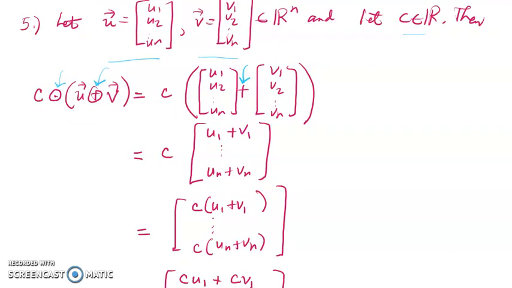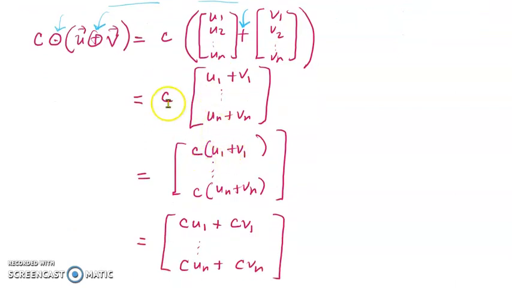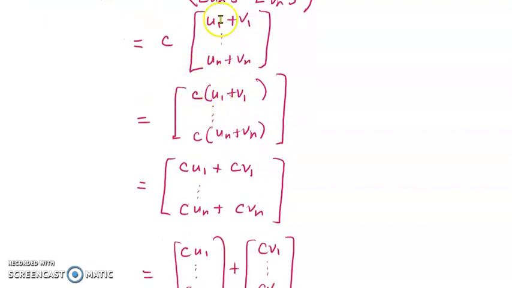Continuing, we have to operate first on the parentheses. This is addition of matrices, so just add corresponding entries: U1 plus V1, U2 plus V2 up to UN plus Vn. So this becomes this matrix, and then scalar multiplication of the matrix. So we have C times the entries of the matrix: C times U1 plus V1 up to C times UN plus Vn.